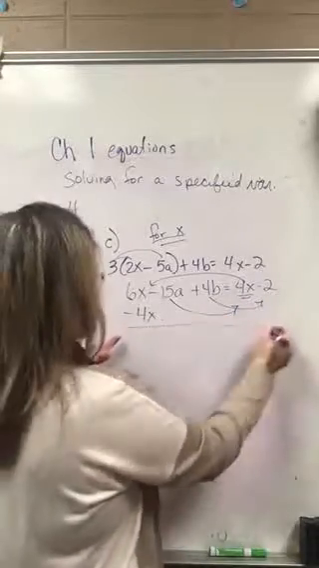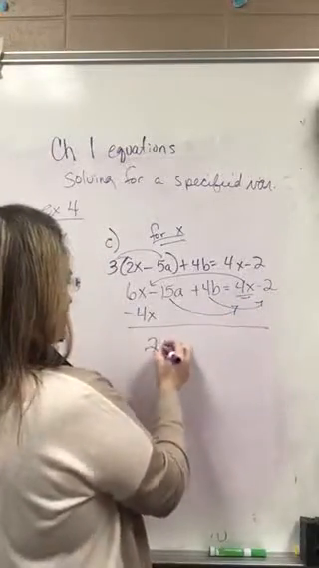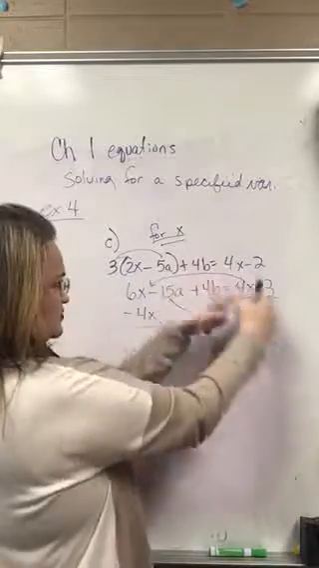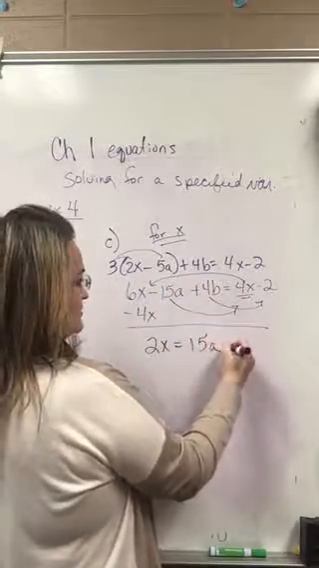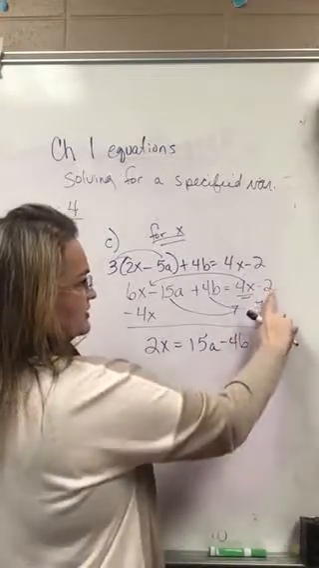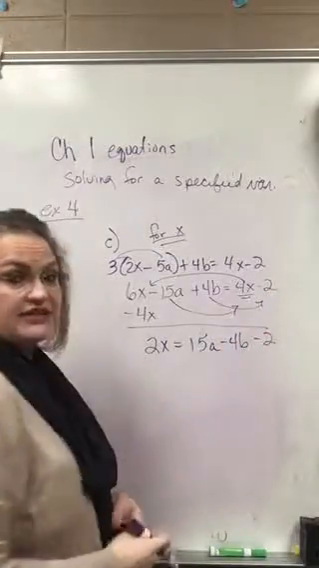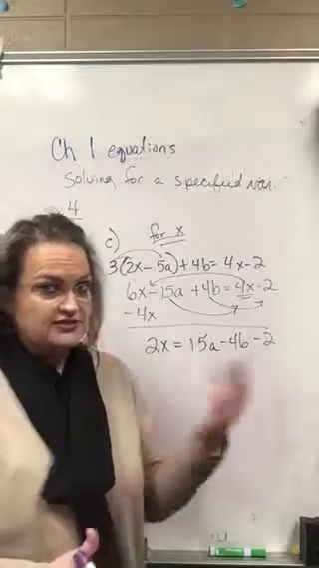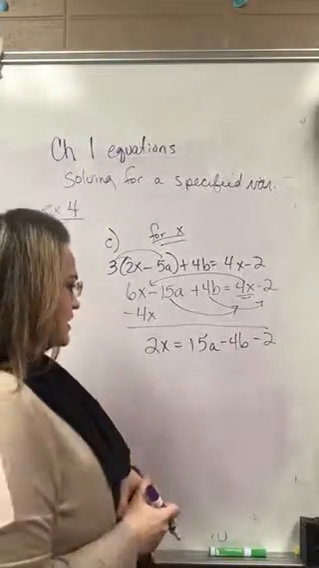All right, so what have we got? 6x minus 4x. This moved over, became positive 15a. That moved over, became minus 4b. And then there's this minus 2 that was already sitting there, so it doesn't change, right? It's already on the right side.